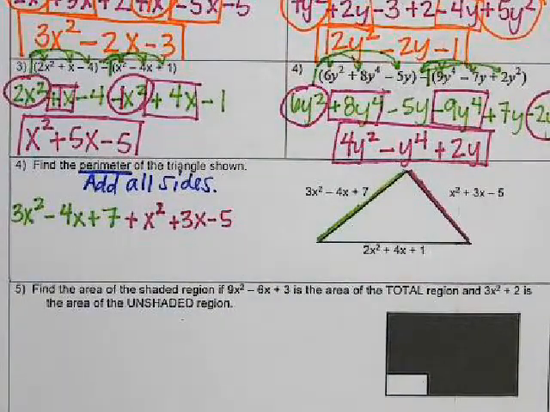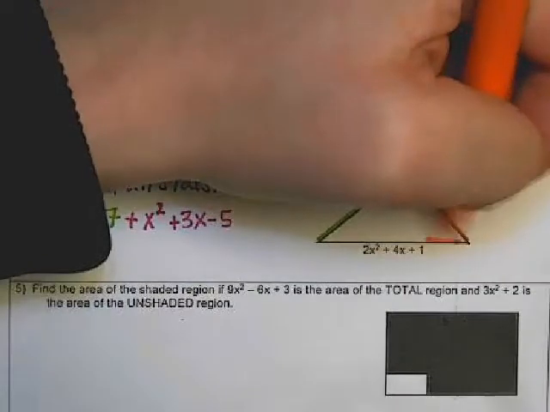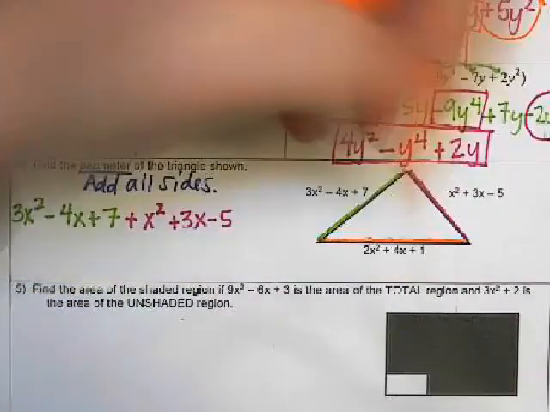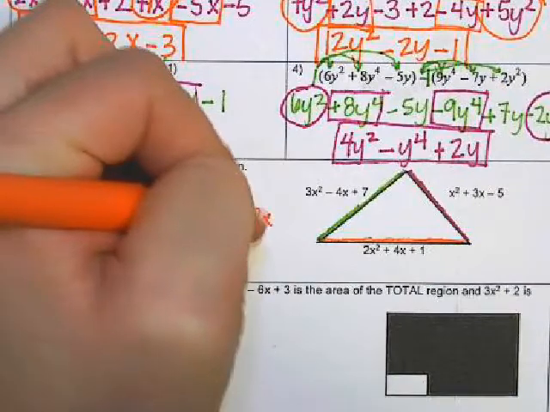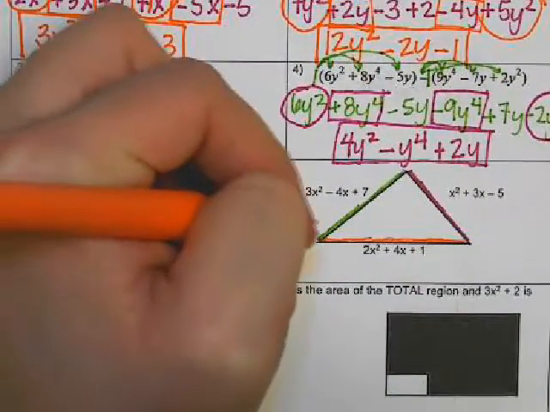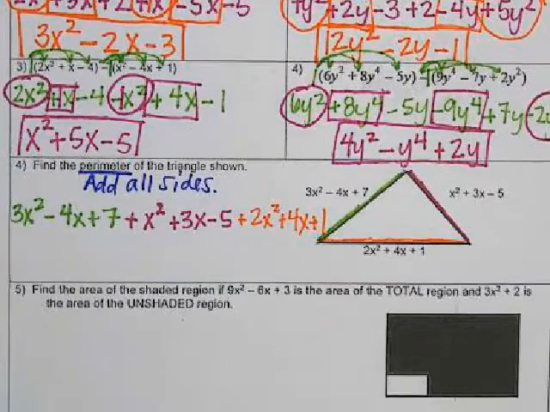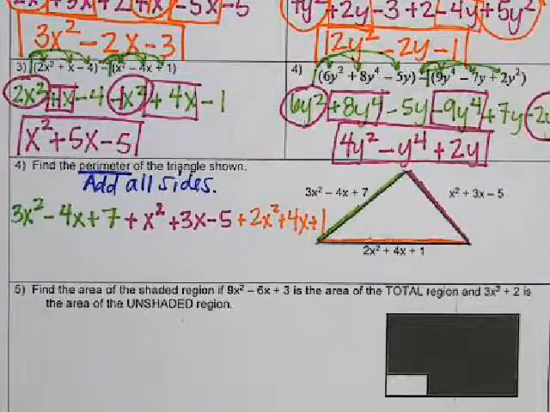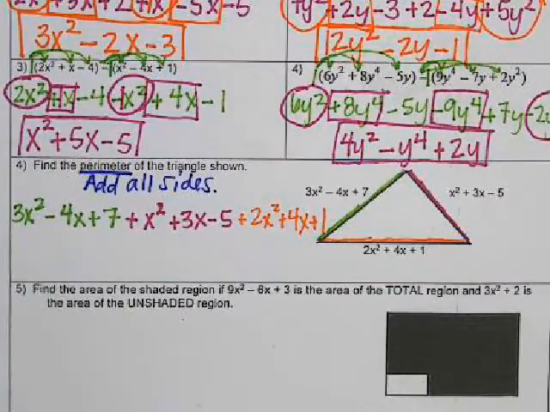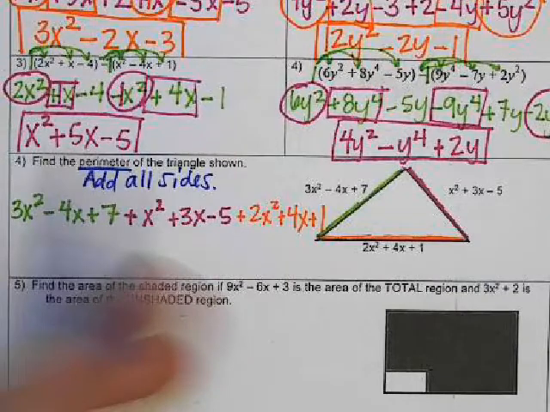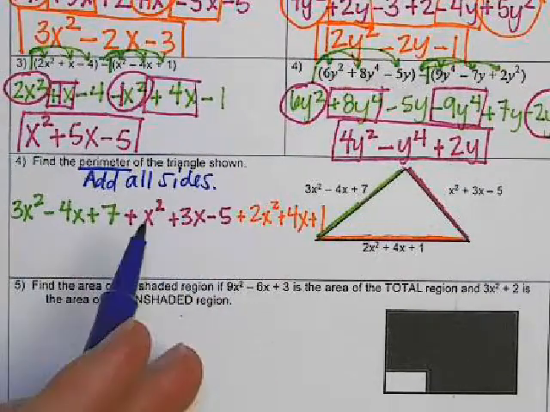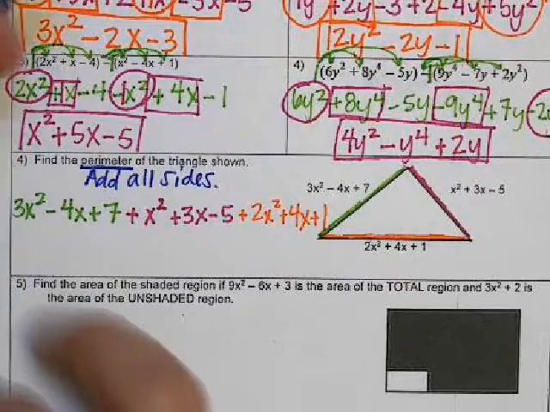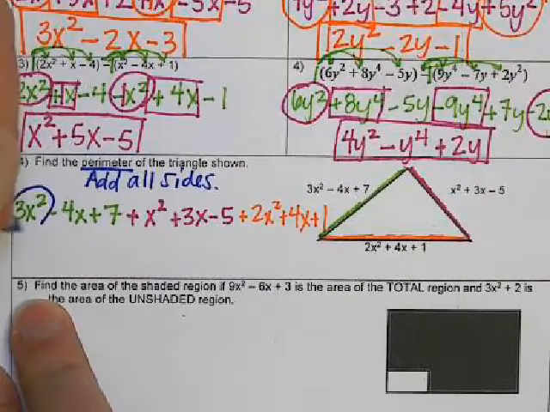And then I do the third side. I'm going to add it. Plus 2x squared plus 4x plus 1. So I got all the sides on there. Do I need to distribute? No, because I don't have parentheses. So what am I ready to do? Combine like terms. Now, does this look really scary because there's a lot of numbers here? Yeah, it looks scary because there's a lot of numbers. It's a really long problem. So then I'm going to just take it step by step.